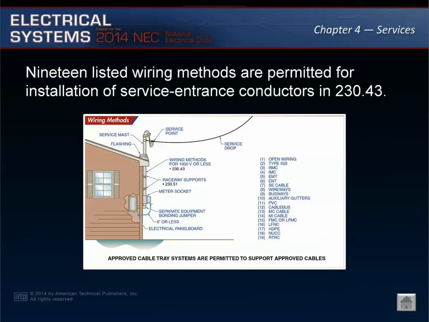There are 19 listed wiring methods that are permitted for the installation of service entrance conductors in Article 230.43. Wiring methods that do not appear in 230.43, such as type NM cable, are not permitted to be used for service entrance conductors. These 19 wiring methods consist of various types of raceways, cable assemblies, open wiring, and auxiliary gutters.